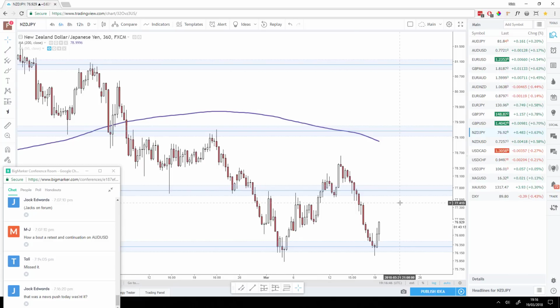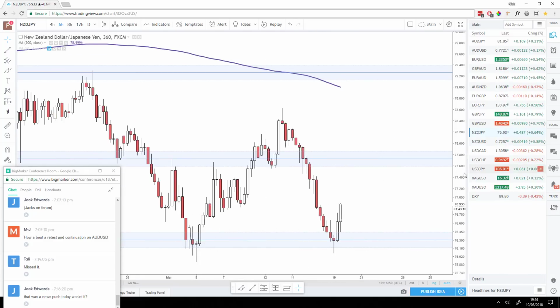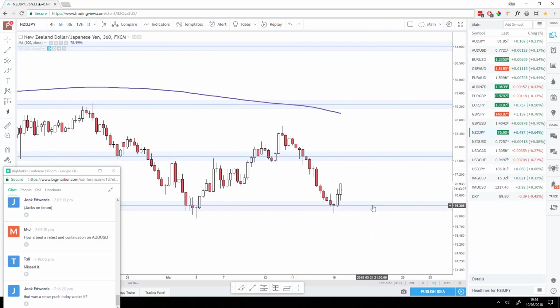Anyone go long on New Zealand JPY? That is a solid setup there. No? No one? I would have thought someone would have. It's just such a great looking setup. But fair enough. If you haven't, you haven't.